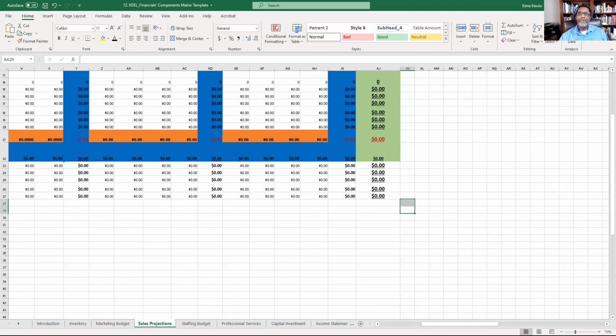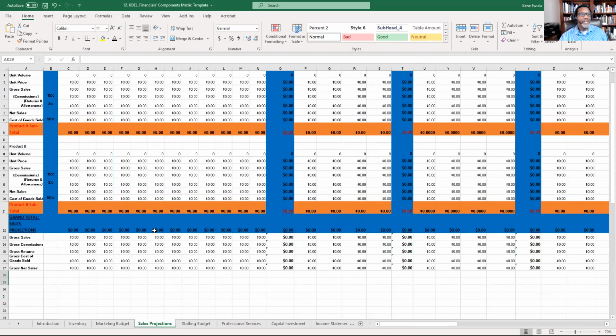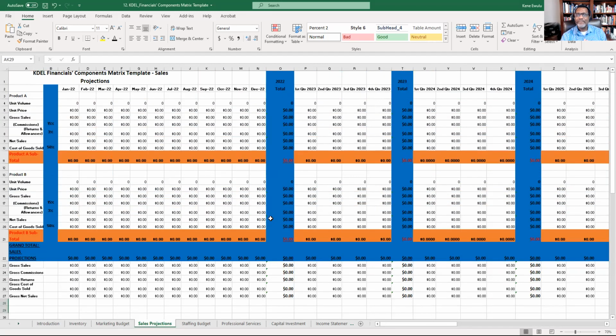The same thing also goes for your sales projections. This is where you talk to people, you share with people exactly how much you intend to sell, how much of your product and service you intend to sell. And if you see on the left-hand side here, you're going to see the unit volumes, gross sales, net sales, cost of goods sold, all the way down there. And as I said, all these numbers have formula embedded in them.